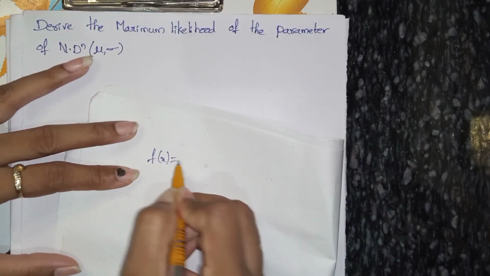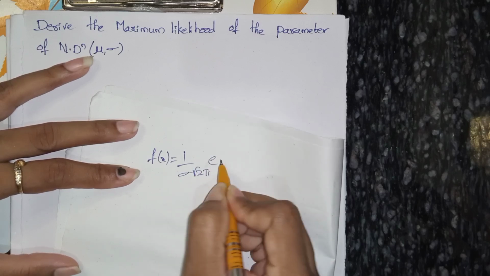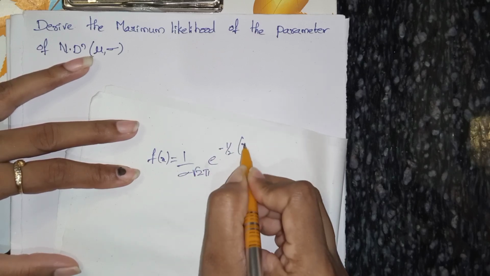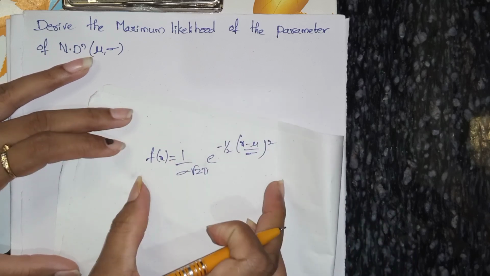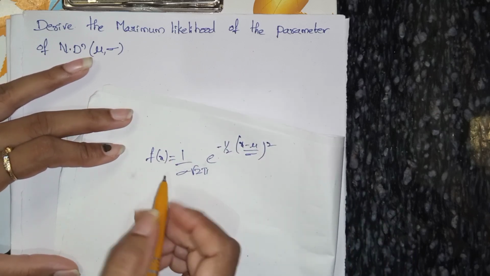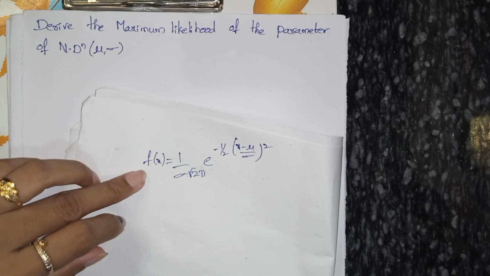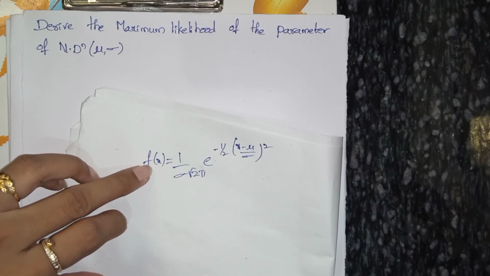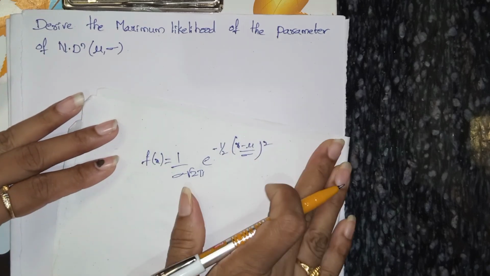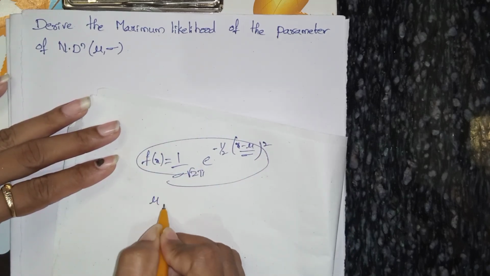f of x equals 1 by sigma root 2 pi into e to the power of minus 1 by 2 into (x minus mu by sigma) whole square. Isn't it? So this is the normal distribution formula. Normal distribution is a continuous distribution. Here we took f of x because it is a probability density function, so that's why we denoted it with f of x. Now by taking this formula, we are going to prove the mu value and sigma value.